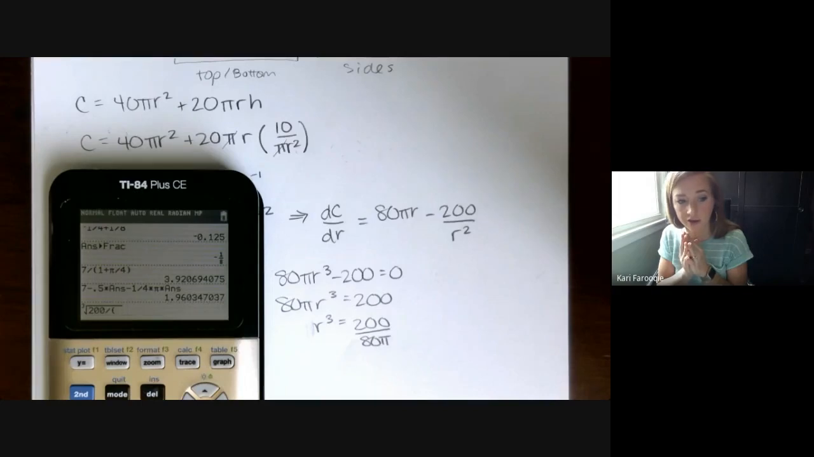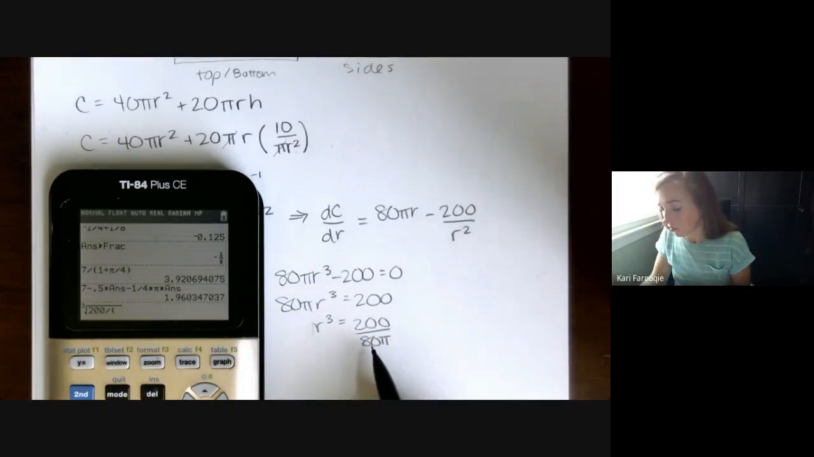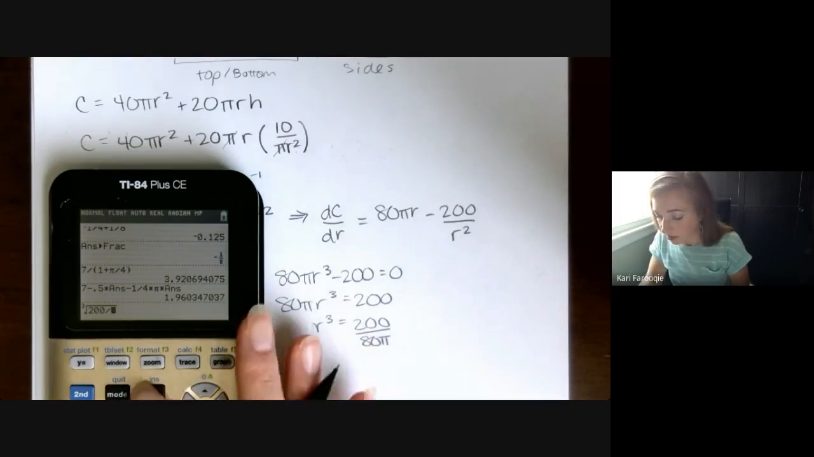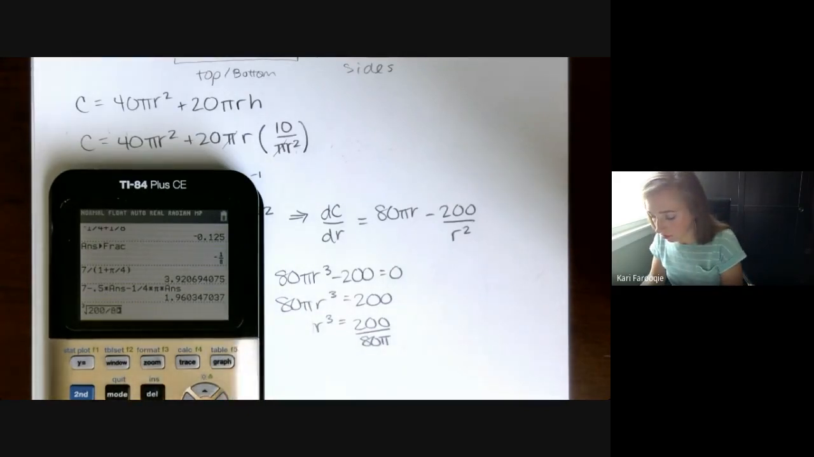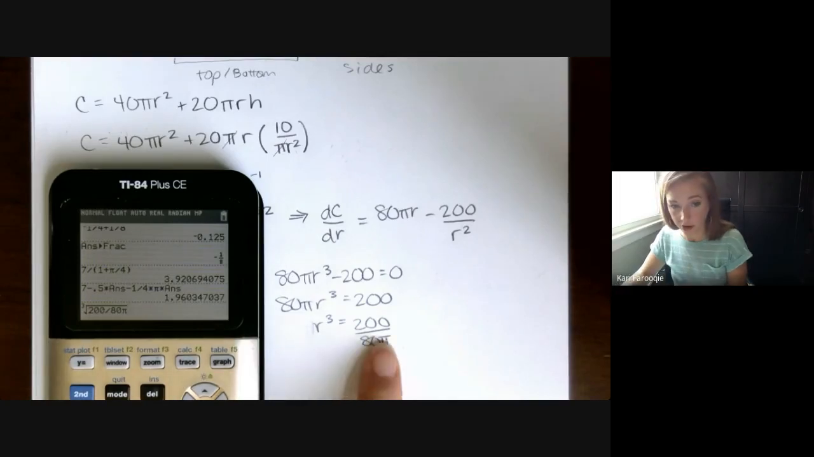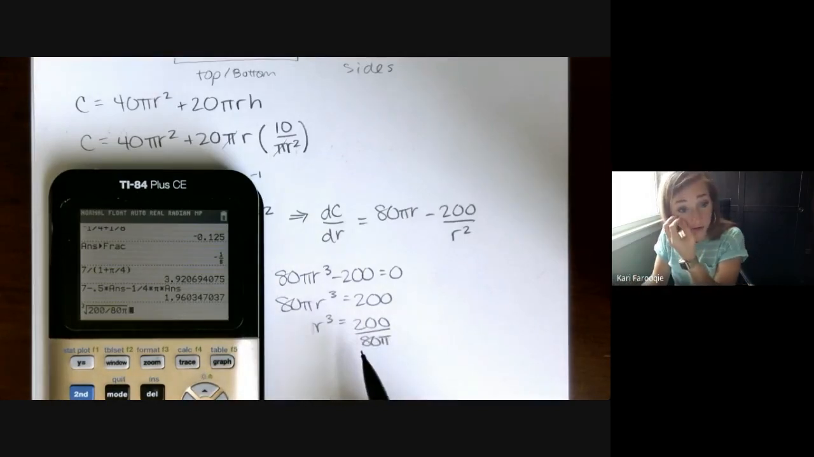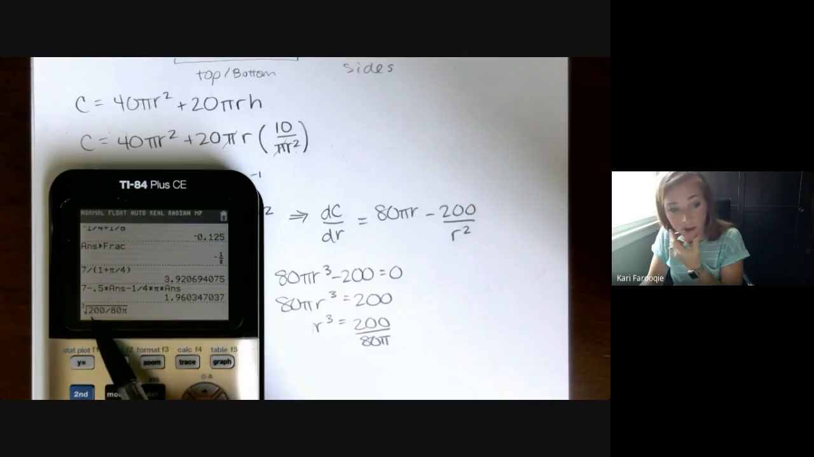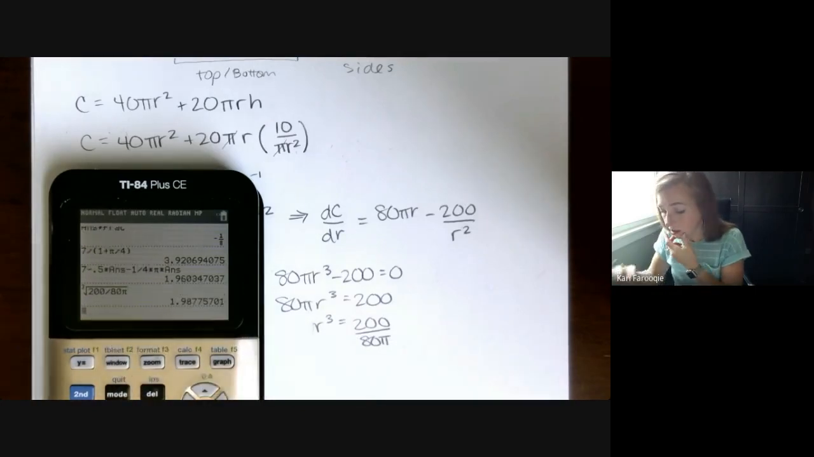Otherwise, your calculator is going to take 200, then it's going to divide it by 80, and then it's going to multiply that quantity by pi. So I'm going to show you what that would look like. This is not the same thing as that. Students mess this up all the time. It's a very common error. Your calculator doesn't know that you want 80 pi as a product. So it's going to take 200, divide it by 80, and then multiply that quantity by pi. Not what you want.